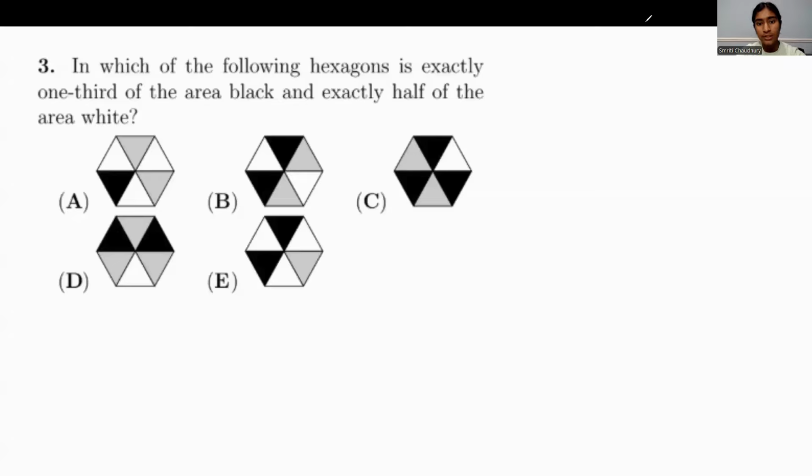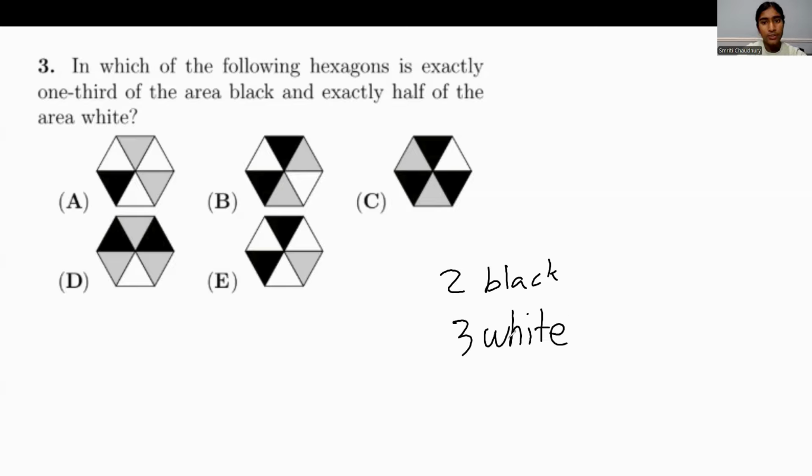Number 3. In which of the following hexagons is exactly 1/3 of the area black and exactly half of the area white? So the hexagons are cut into 6 pieces. So 1/3 of 6 is 2. So we expect 2 black pieces. And half of 6 is 3. So we expect 3 white pieces.